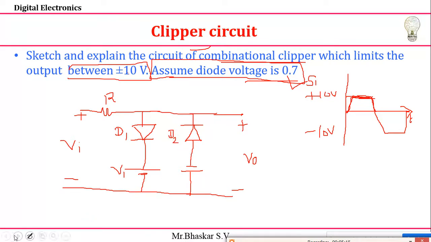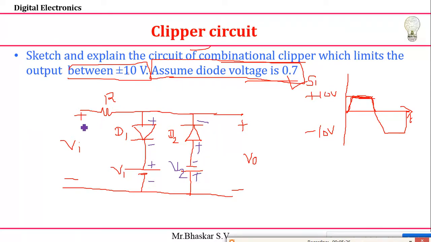If you take the polarities, you should know what polarities you have. The anode is always positive and the cathode is negative. Here is a positive power supply, which I'm going to call V1, and here is minus and this is plus. This voltage I'm going to call V2, with minus and plus.